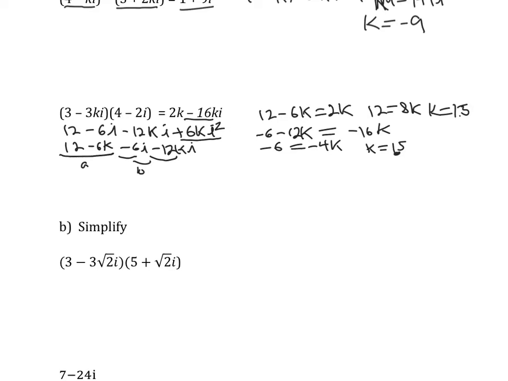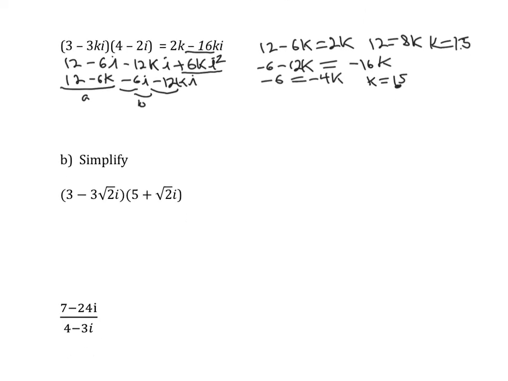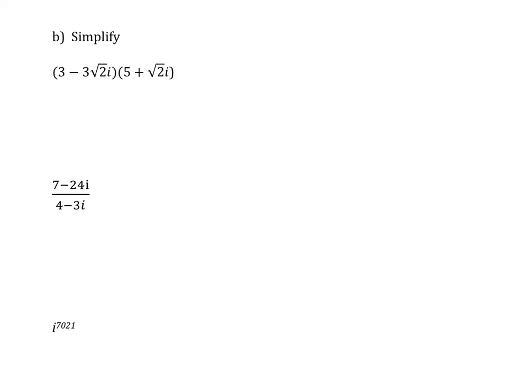Okay, moving on to the next one. We just are simplifying here. And so we're going to do our 4 multiplications. We have 3 times 5, which gives us 15. We have negative 3 root 2i times 5 gives us negative 15 root 2i. And then again, note the i is not under the square root.